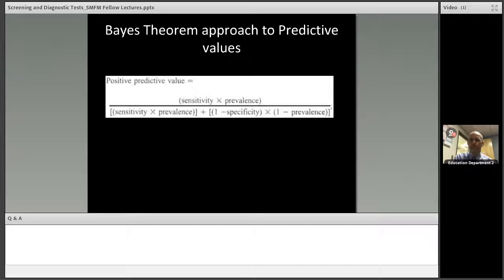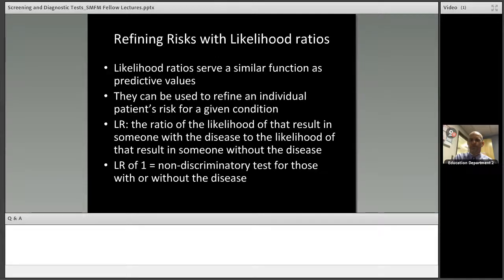And very rarely you may have to do this when you're reading a paper where they don't have all of the numbers available, and you can just go from the sensitivity and the prevalence and calculate the predictive values.